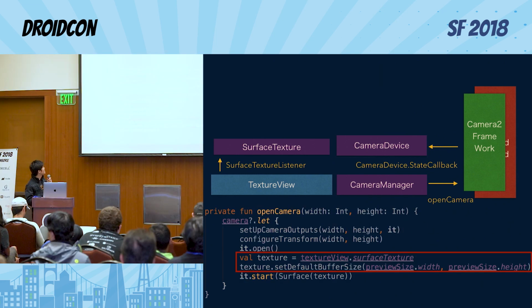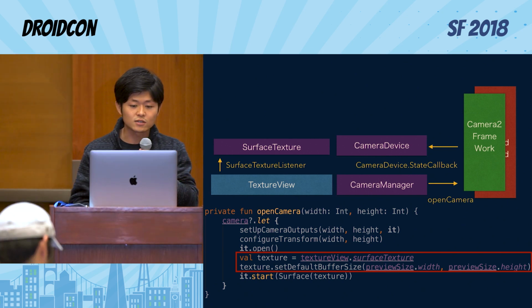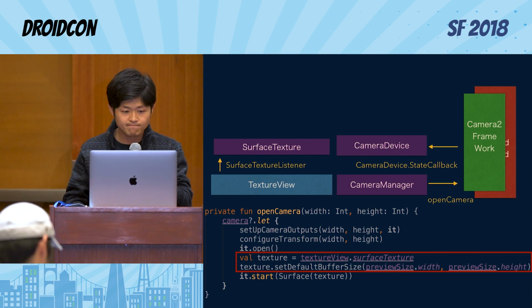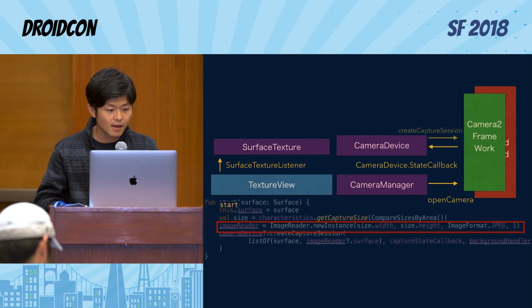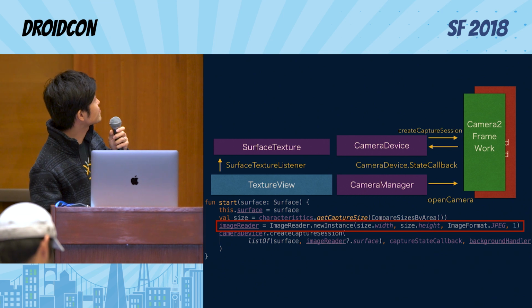Now we go back to the open camera part. The next step is to start the camera preview using the camera device. For preparation, we set the default buffer size on the surface texture from the preview size that we just calculated. And then we go to the start preview part.